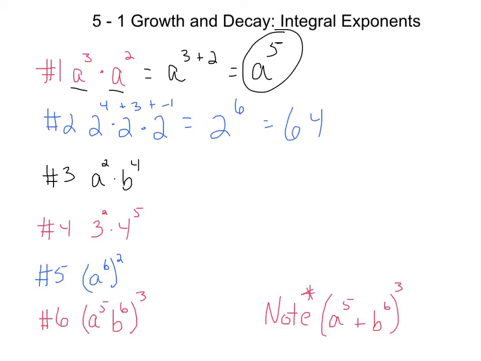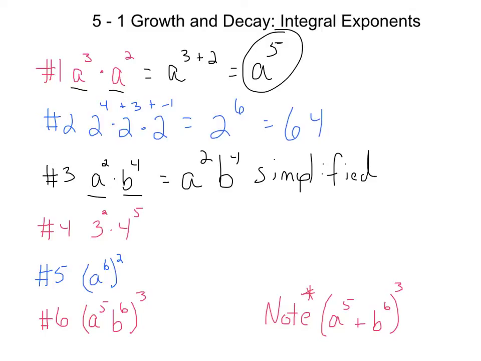Now here in number 3 we don't have the same base. We have a and we have b to the fourth. Well, that's just a squared b to the fourth. It's not the same base, so that is simplified. There's nothing else you can do with that one.